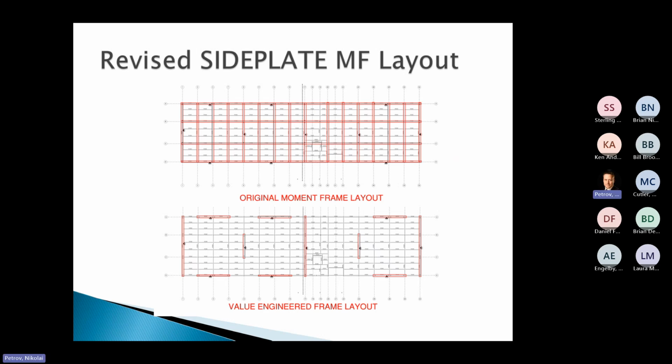So we got together with SIDEPLATE. We worked out this moment frame layout, which, as you can see, is a lot more discrete and frees up space. We ended up saving a lot of money in the framing throughout the building, because when every single beam is a moment frame beam and every column is a moment frame column, you're going to pay needless costs.